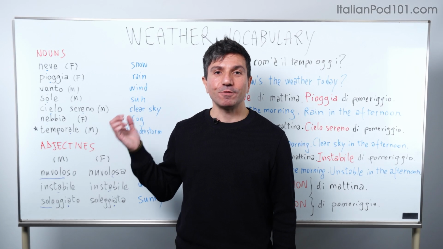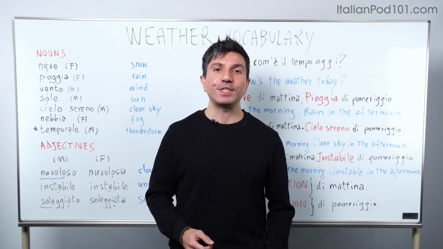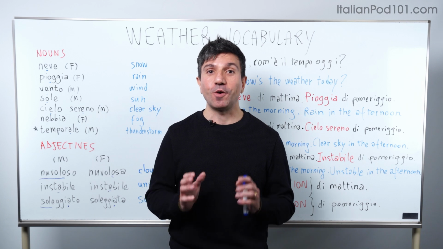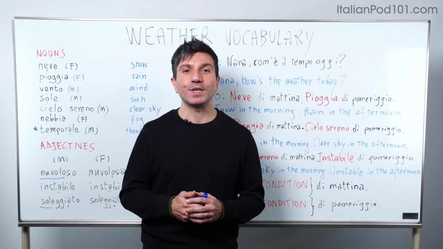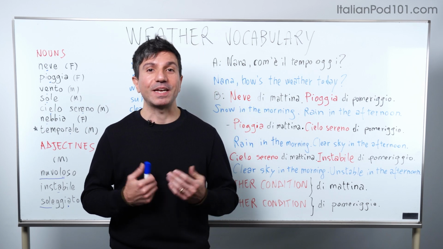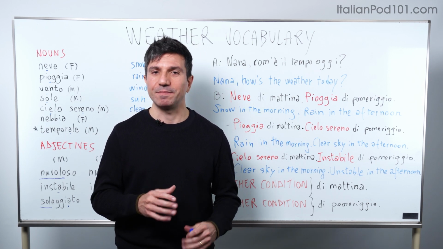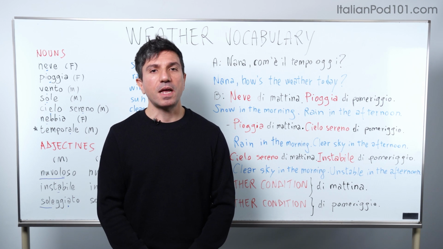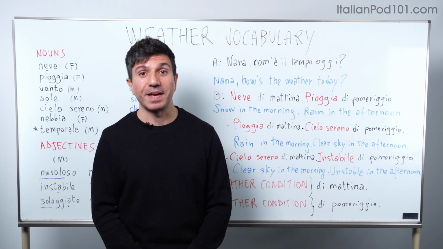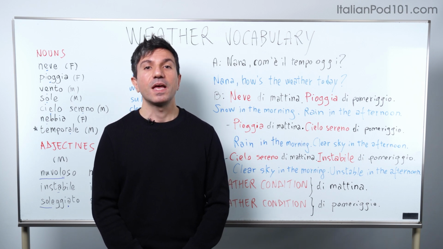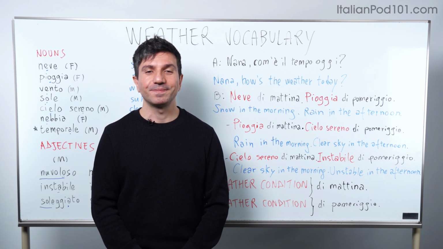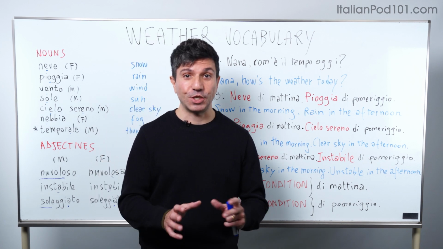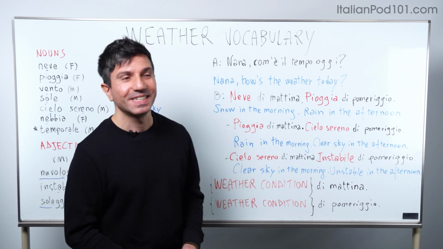Well, we have nouns, we have adjectives, so we are ready to talk about weather conditions. So imagine this situation. I talk about the weather with Nana, my digital assistant, and I say in Italian, Nana, com'è il tempo oggi? And Nana replies, neve di mattina, pioggia di pomeriggio. Okay, let's check this dialogue one more time.